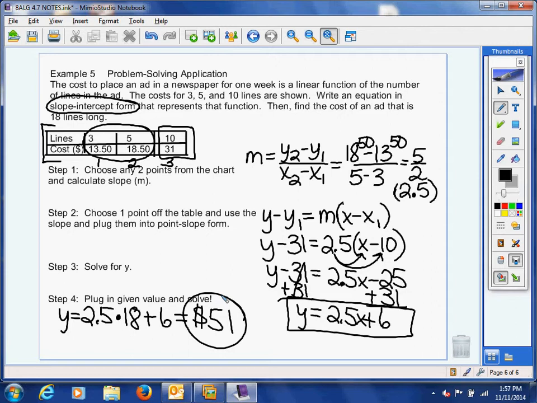Great job. That's a great application. Take what's given, use what you know, and choose wisely from what you know and what to plug in. Okay? If you know slope and intercept, plug them in. You got your equation. If you don't, you may have to work your way there.